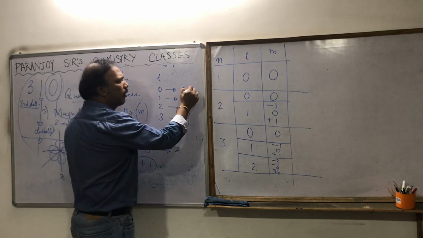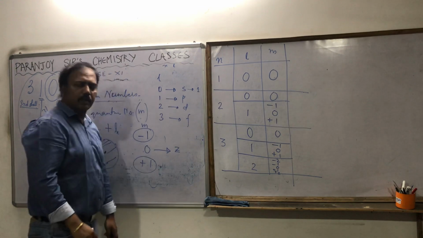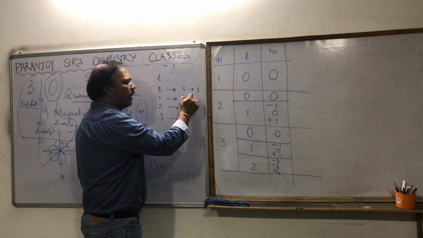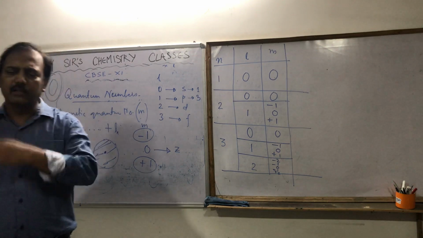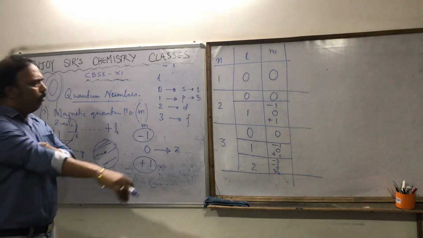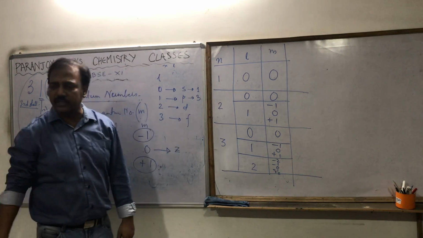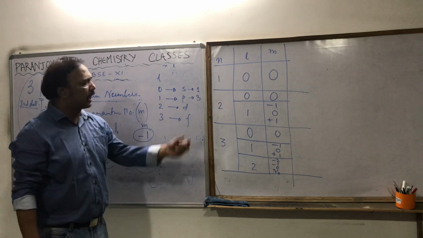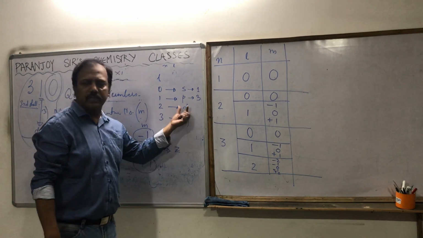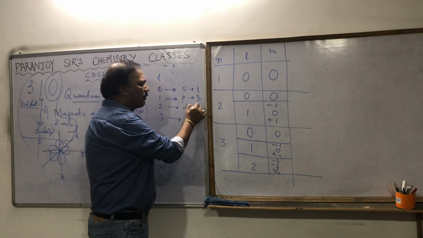S orbital, only one is possible because there is no direction. P orbital, maximum how many can be possible? 3 can be possible in 3 directions, x, y and z. D orbitals, I am not saying at this moment the exact directions, but next class we will talk about that. At this moment we just know that 5 d orbitals are possible according to their direction.